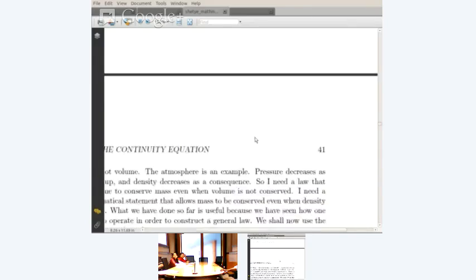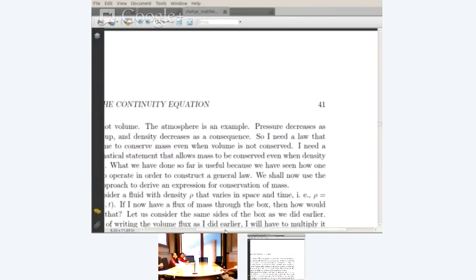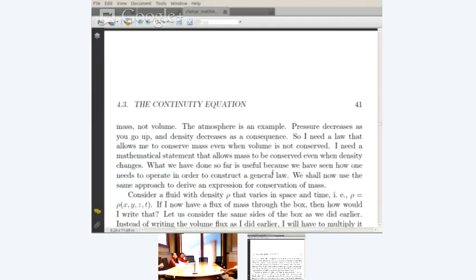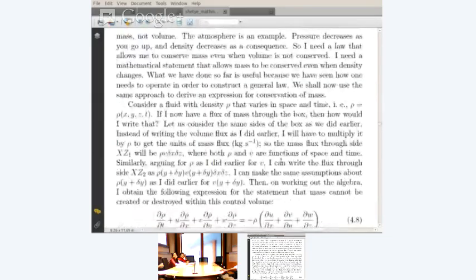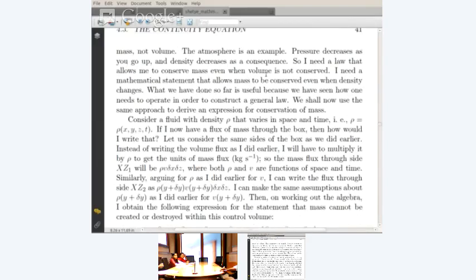Now there are many times when you will want to consider mass, not volume. Atmosphere is an example. Pressure decreases as you go up, and density decreases as a consequence. So I need a law that allows me to conserve mass even when volume is not conserved. I need a mathematical statement that allows mass to be conserved even when density changes. Mass still has to be conserved.